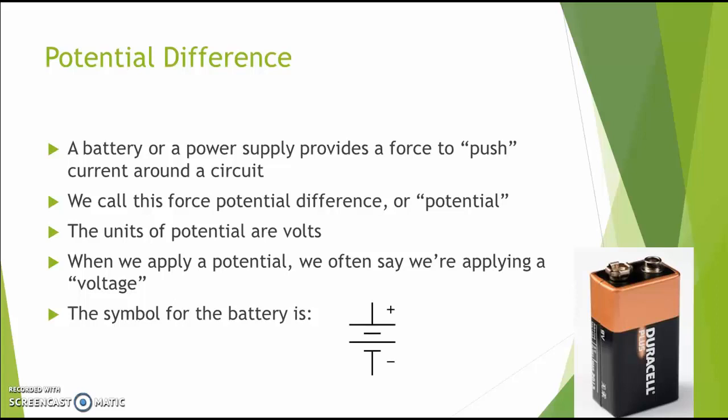And the symbol for a battery is simply this representation of a long line representing the positive terminal of a cell, a short line, the negative terminal of a cell, and repeating that to represent multiple cells. So the positive and negative signs shown on here are actually unnecessary and are often left out. That's because the long line is the positive.